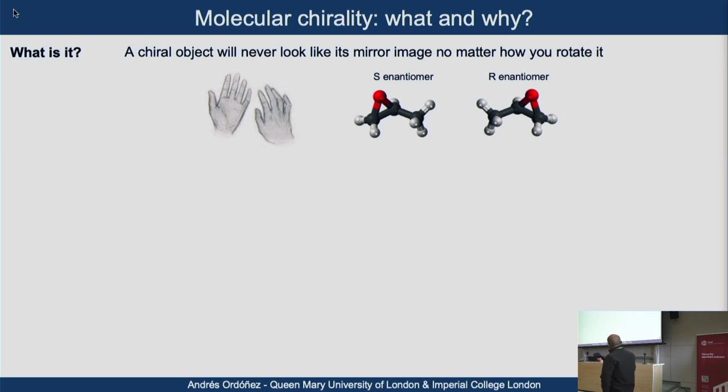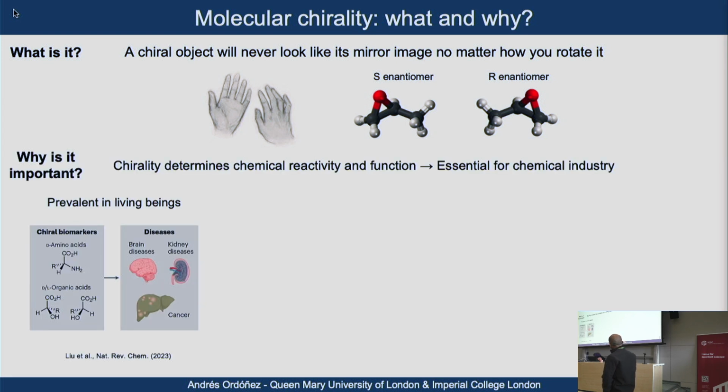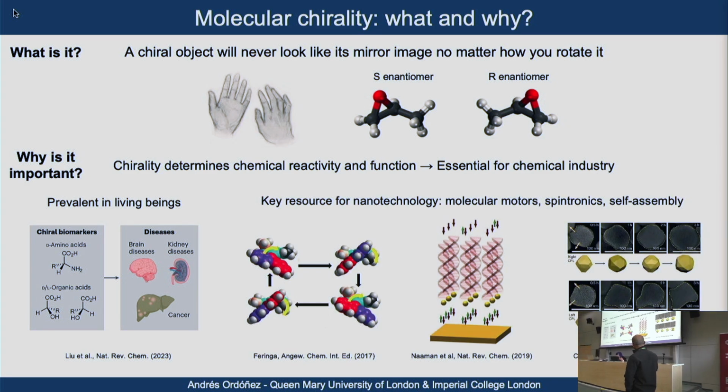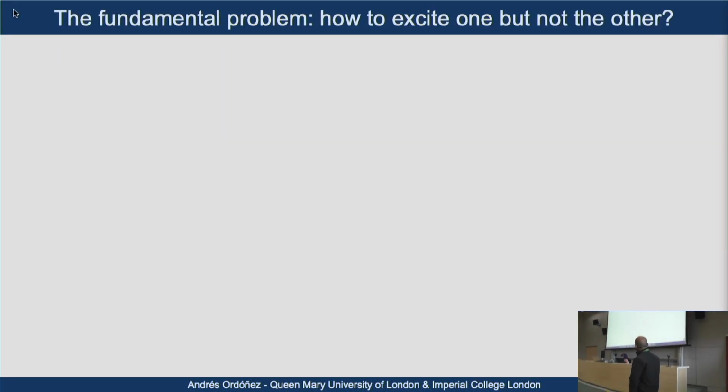So I won't introduce chirality. It has been already mentioned in previous talks. It is prevalent in living beings. It is also very important in nanotechnology, for example, molecular motors, spintronic devices, self-assembling structures. So yeah, chirality is an important thing.